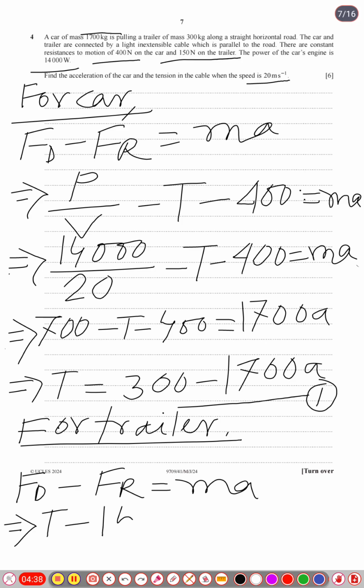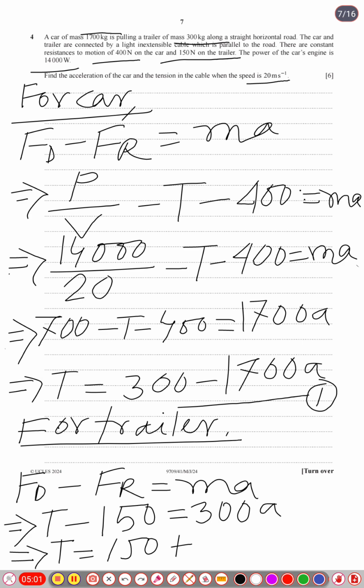So let's write 150 equals, mass of the trailer is given how much? 300. 300 is the mass of the trailer. So 300 A. Then if we simplify this, tension is equal to 150 plus 300 acceleration, and that can be the equation number 2. So as we have already obtained both the equations, let's resolve the simultaneous equations.